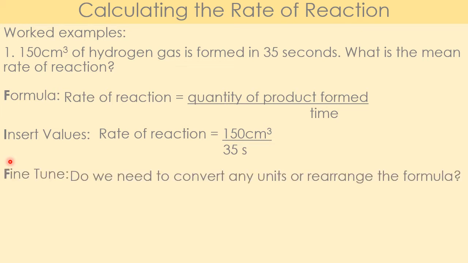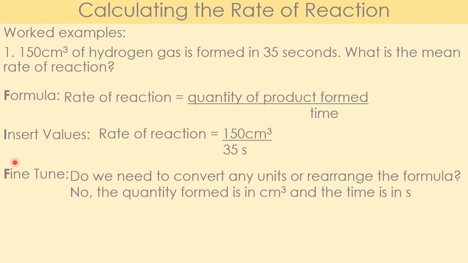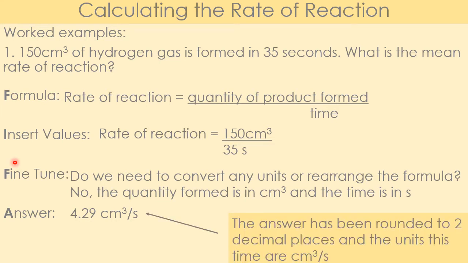Now my fine tune, do I need to convert any units or rearrange the formula? You might be tempted to say, oh, do I have to rearrange that into grams? We don't need to turn that into grams. We can use centimeters cubed. That is absolutely fine as well. So I put those values into my calculator and I get my answer of 4.29 centimeters cubed per second.